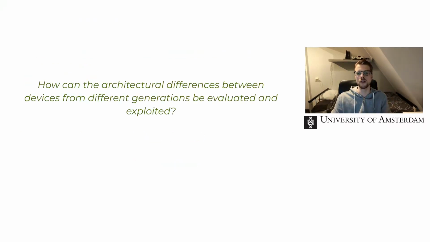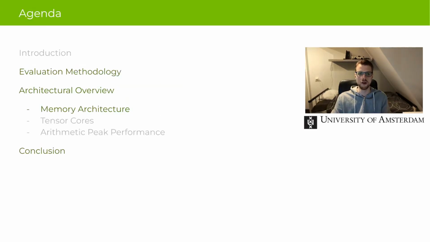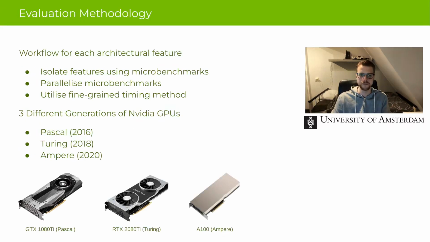So how can the architectural differences between devices from different generations be evaluated and exploited? I will be covering our evaluation methodology. I will give a brief architectural overview on GPUs. I will cover our results on the memory architecture. And finally I will give some concluding remarks.